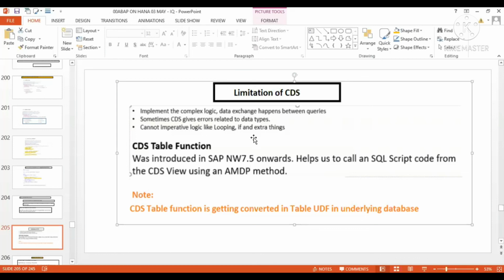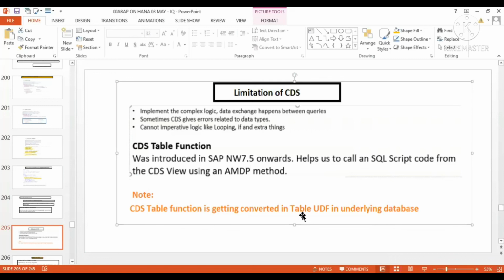That is not possible. But with the help of the CDS table function, which was introduced in SAP NetWeaver 7.5, SQL script was embedded with CDS in the form of a table function. And that's where we were able to overcome some of these problems. But the only problem was that it can have a maximum of one returning parameter in the table function.